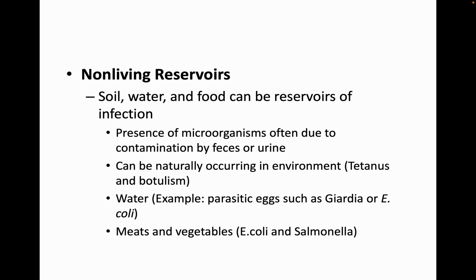Water can also be a reservoir, especially for something like parasitic eggs like Giardia lamblia or E. coli. Meats and veggies can also be reservoirs for things like E. coli and salmonella. And usually that's because these things are contaminated with feces of an infected animal.